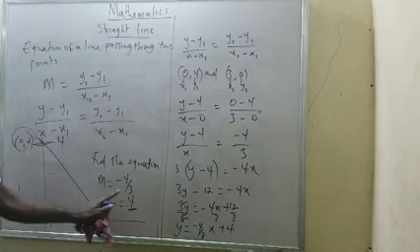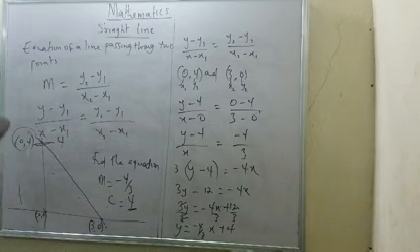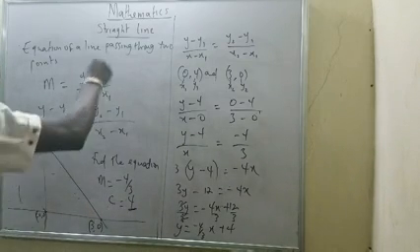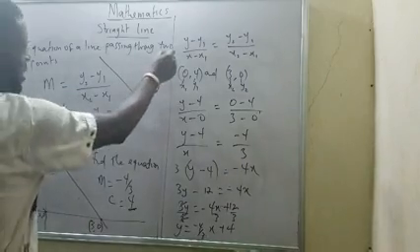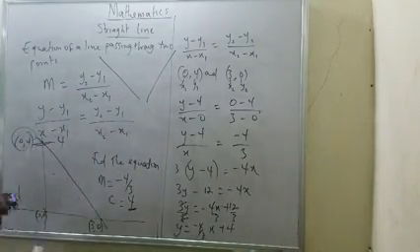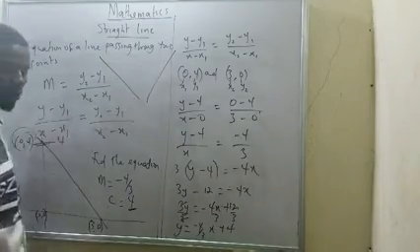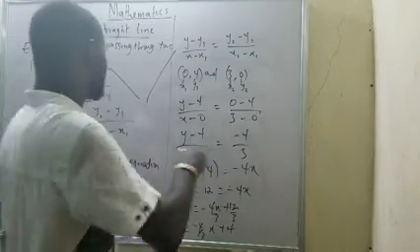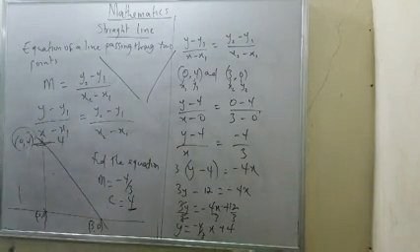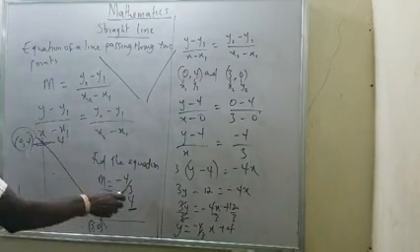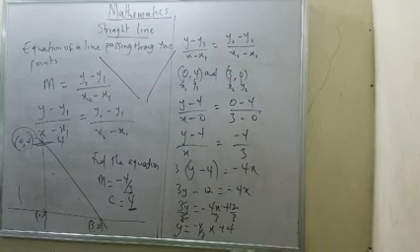Now, which is my gradient, you can see a negative line. I've told you that we have two types of line. We have a negative line, we have a positive line. It depends on how it's been placed. Now, if I find the gradient of this one, I will surely have it positive. If I find the gradient of this one, I will surely have it negative. That is all about that.